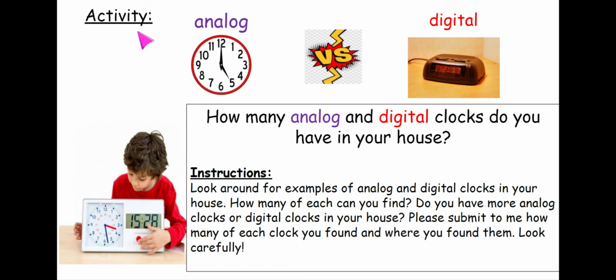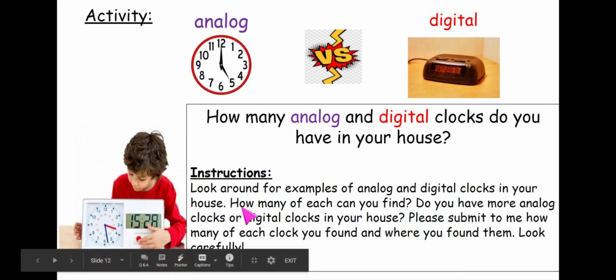Follow-up activity. How many analog and digital clocks do you have in your house? Instructions. Look around for examples of analog and digital clocks in your house. How many of each can you find? Do you have more analog clocks or digital clocks in your house? Please submit to me how many of each clock you found.